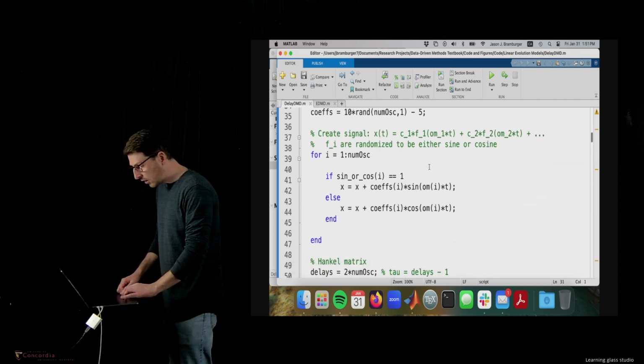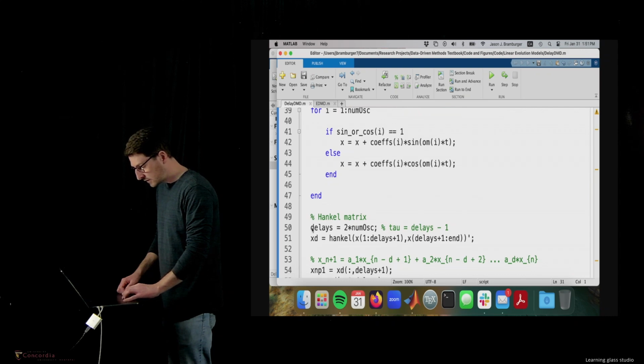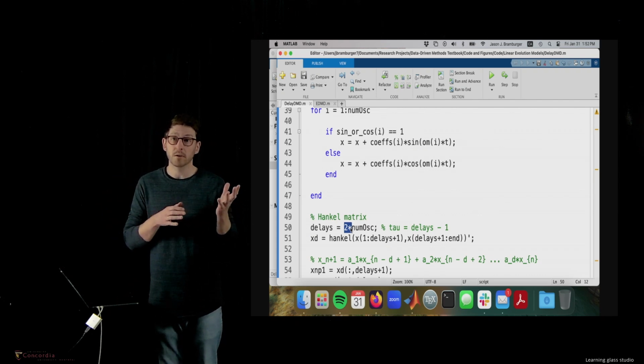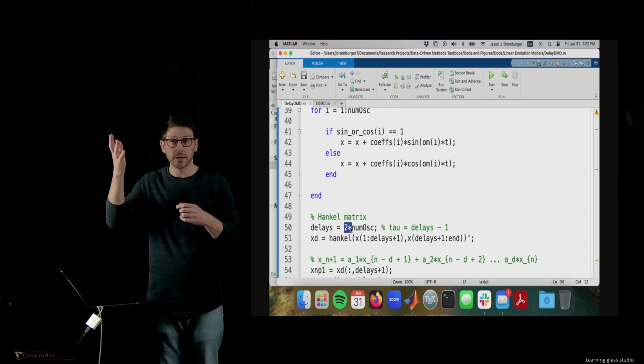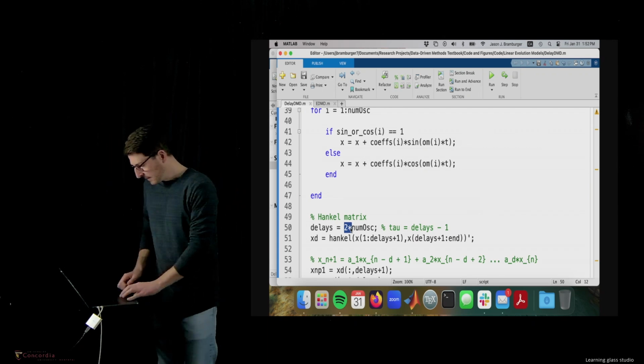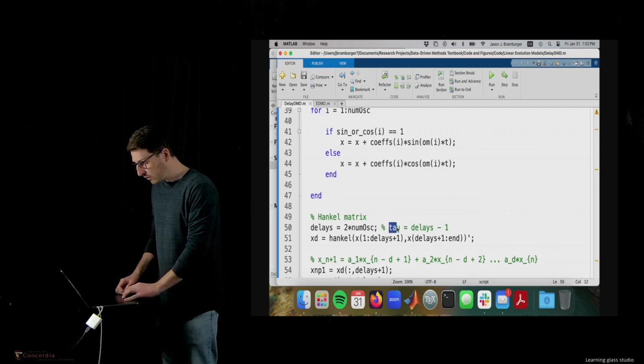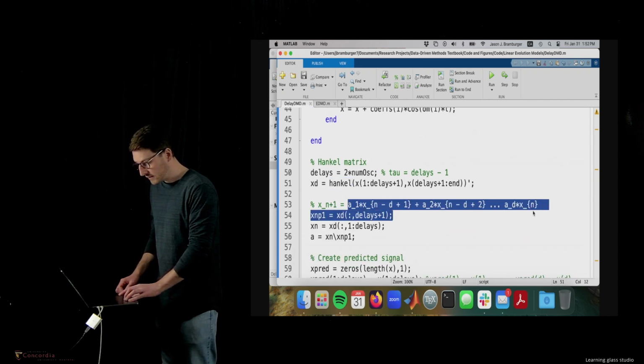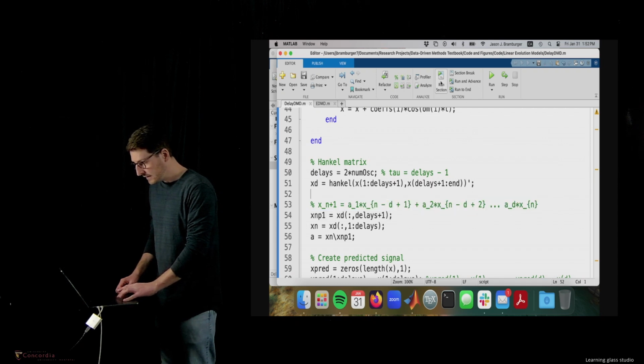And then we know from the theory that was just told to us that the number of delays that one needs to use here is going to be 2 times the number of oscillators. The 2 comes from the fact that sines and cosines double up in the complex Fourier domain, right? So e to the minus it and e to the plus it. And then the tau that we're going to be using is the delays minus 1. We'll create the Hankel matrix, and then we'll create this autoregressive moving average model here. So let's take a look. Let's see what we can find.